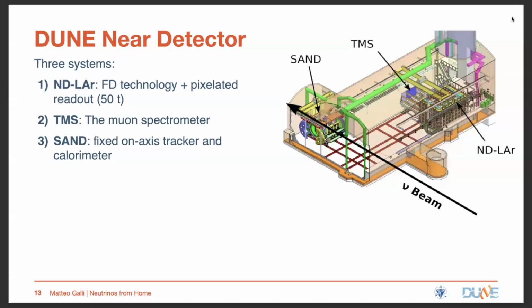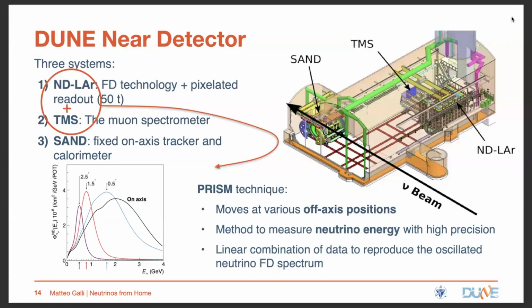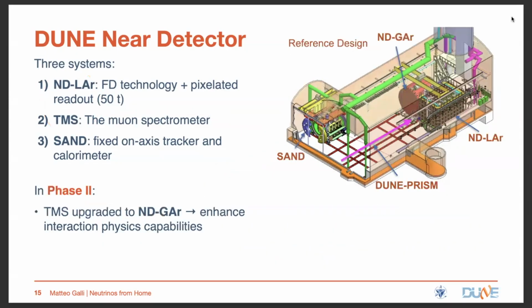Then there will be TMS, a magnetized muon spectrometer for charge and momentum measurements, and SAND, an on-axis magnetized tracker and calorimeter for flux monitoring. The first 2 modules allow the PRISM technique, where the near detector moves off-axis to sample different neutrino energy spectra, and a linear combination of data will be used to reproduce the oscillated neutrino spectrum at the far detector. During phase 2, the TMS detector will be replaced with a system based on argon gas.